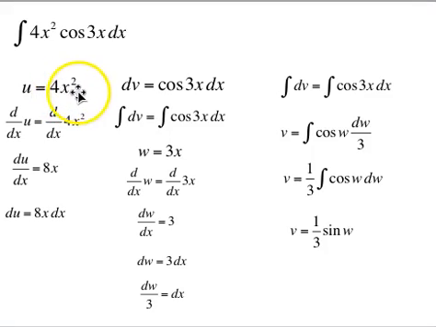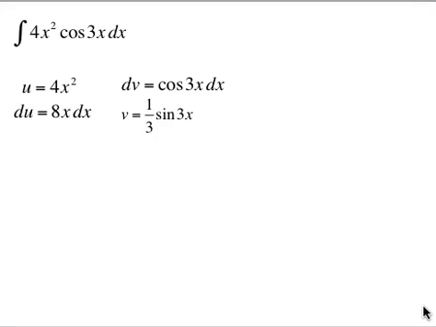So I have u is 4x squared, du is 8x dx, dv is cos 3x dx, and v is 1/3 sine w, and of course we need to rewrite that as 1/3 sine 3x. So we have all our pieces: u, du, dv, and v. 1, 2, 3, 4. We're going to use those 4 pieces to rewrite this using integration by parts. So those are the bits of information we need for this.